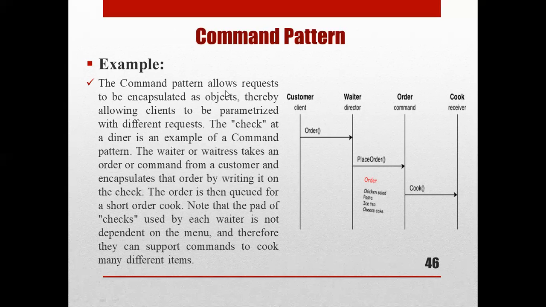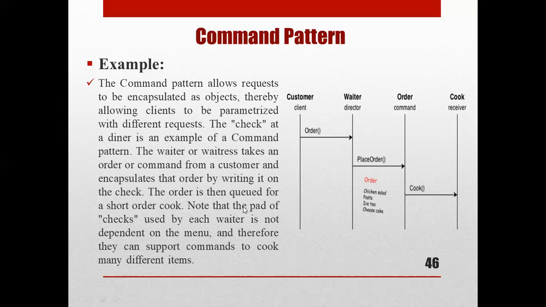The command pattern allows a request to be encapsulated as an object, thereby allowing clients to be parameterized with different requests. Here you can see the example of a dinner. The waiter or waitress takes an order or command. This waiter will take the order or command from a customer. That means the customer places the order. Here, the order is then queued for a short order cook.